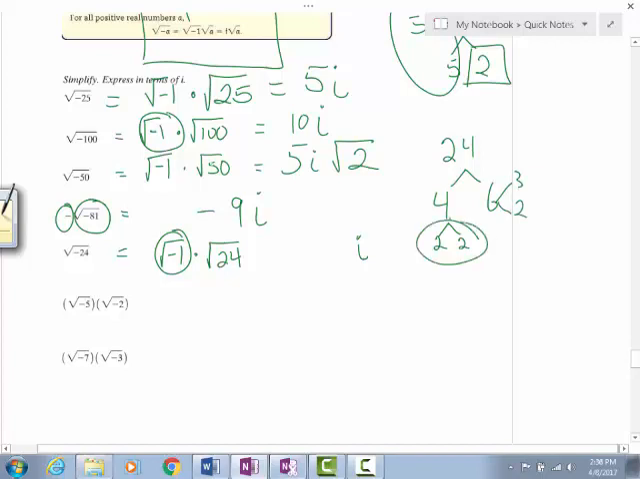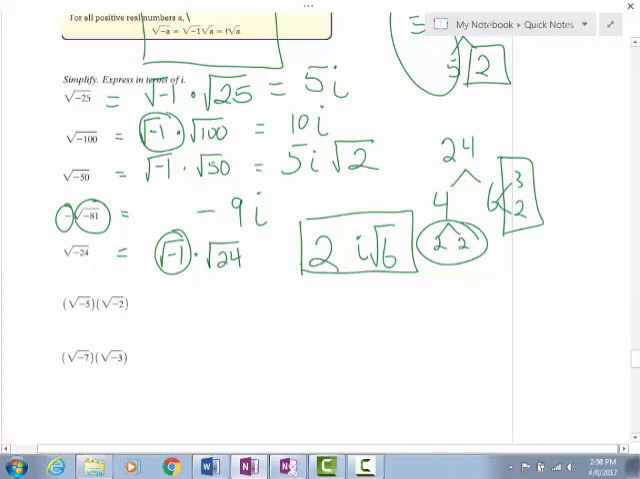Well, we have a pair of the number 2, so the 2 is going to come outside. This 3 and this 2 aren't paired up, so I'm going to go ahead and multiply them, and that number goes back on the inside. So again, my answer here is 2i times the square root of 6. Okay, let's try this one here.